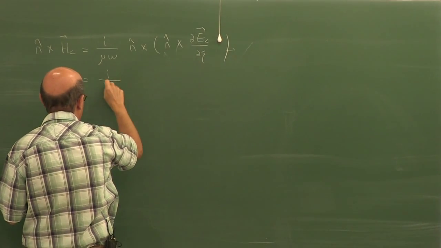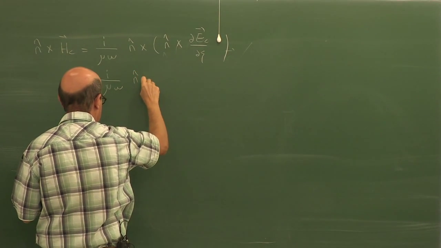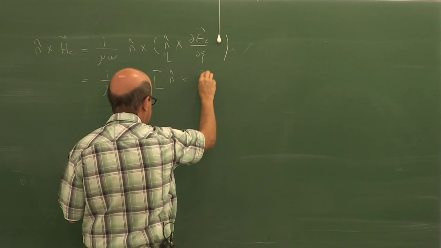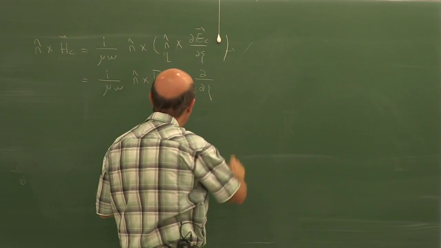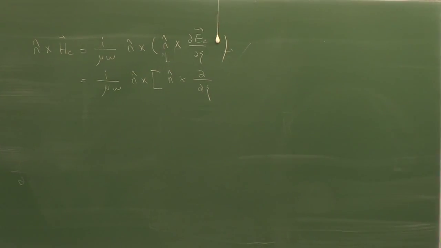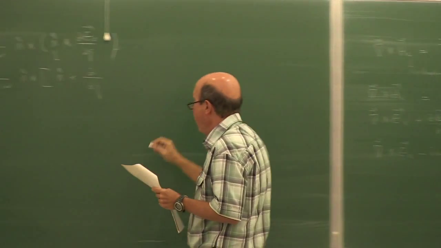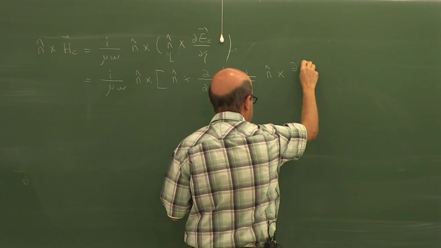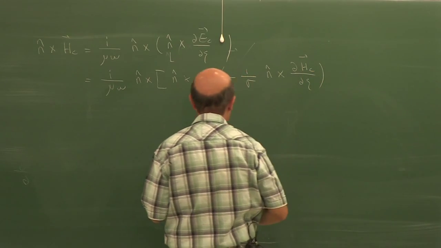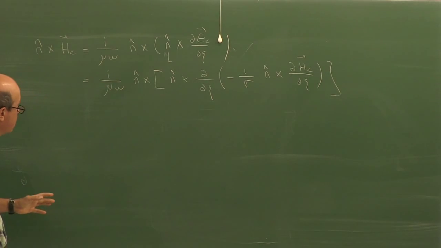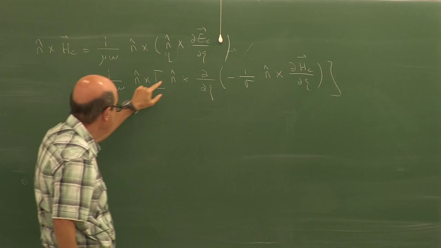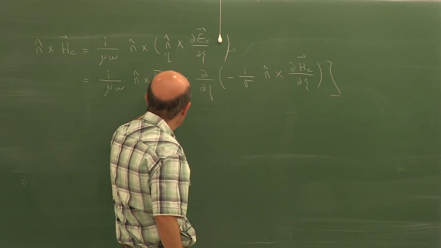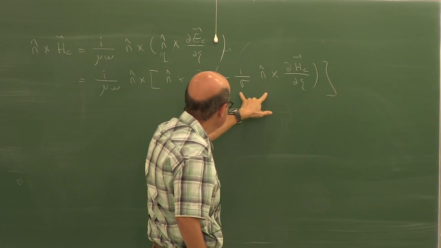We have i over mu frequency, n cross, open parenthesis. We have an n cross here. And let me take the del over del Xi. And instead of the electric field in the conductor, let me write this whole term, that is equal to minus 1 over conductivity, n cross del H over del Xi. Close this parenthesis, close the big parenthesis. Okay. I take n cross H, and here you have the n cross del over del Xi, the electric field is plugged here.